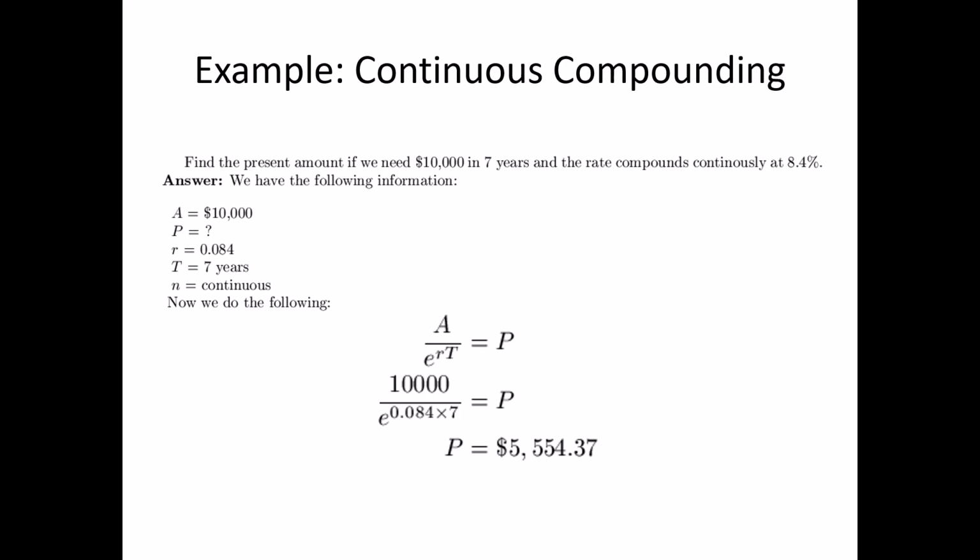Remember, that phrasing means you're going to need a present value formula. The interest rate is 8.4%, so we convert that to a decimal, 0.084. The time frame is 7 years, and again, we are compounding continuously because the problem says so. So we're going to use the A divided by e to the rt formula. We're going to plug in our values, and we end up with $5,554.37, sorry, approximately. And this is how much we would have to deposit in the account today under these circumstances.